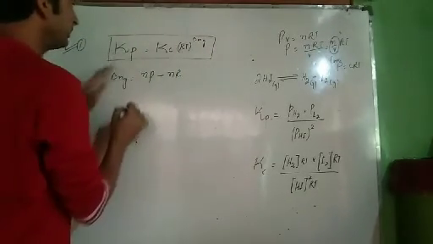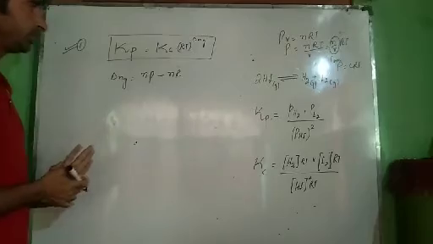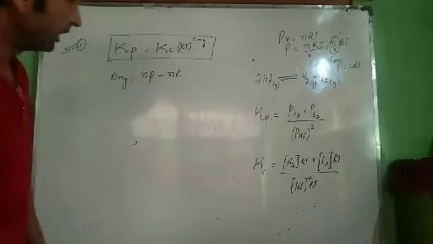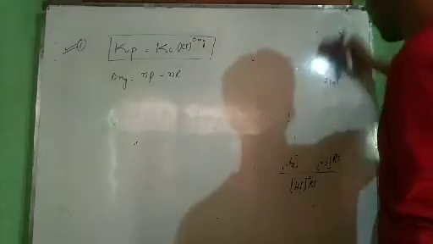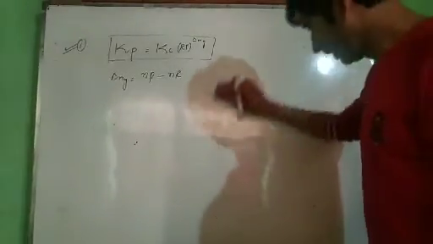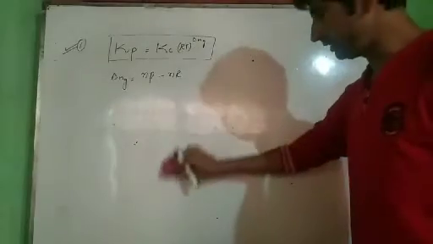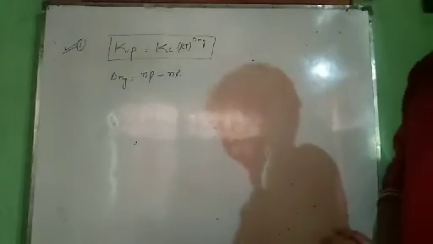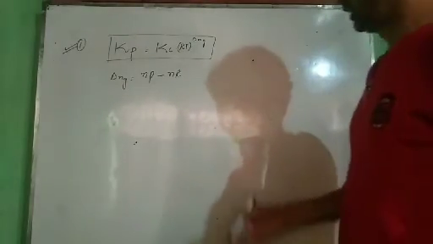This is the most important equation from chemical equilibrium from which questions are asked. Now see, let us take 2-3 questions and we will solve these questions. What is the relation between Kp and Kc? For which reaction Kp will be equal to Kc, for which reaction Kp will be greater than Kc, and for which reaction Kp will be less than Kc.